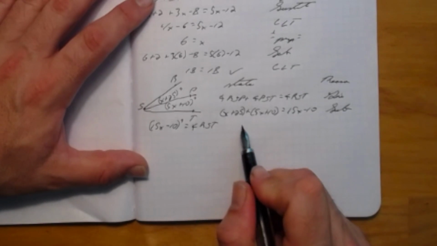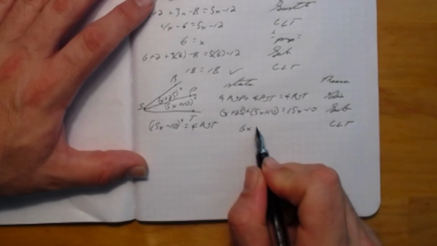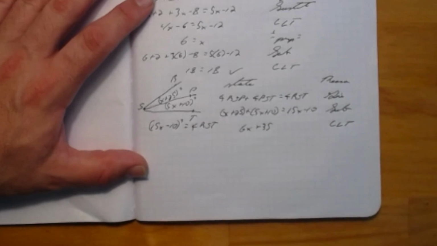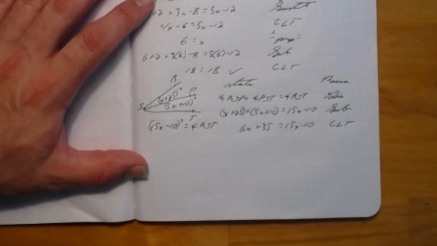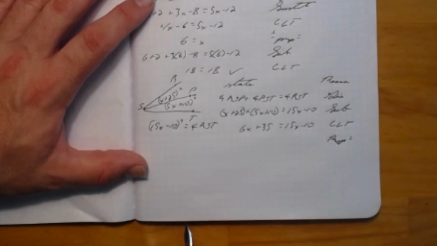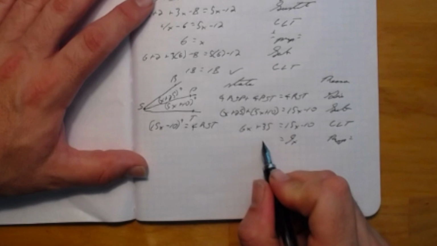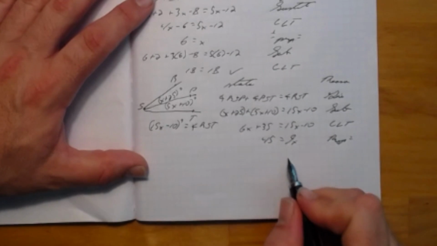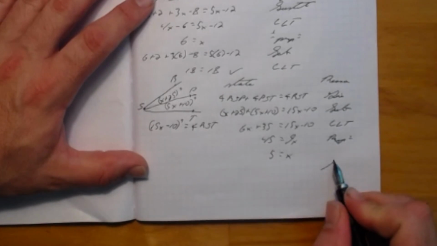So when I combine my like terms, I get 6x plus 35. That's equal to 15x minus 10. Now, they don't immediately look like they're equal. So I'm going to use my properties of equality. I'm going to subtract 6x from both sides and get 9x. Add 10 to both sides to get 45. So x is equal to 5. But knowing what x is isn't really telling me yet that they are in fact equal. I need to substitute into my original.